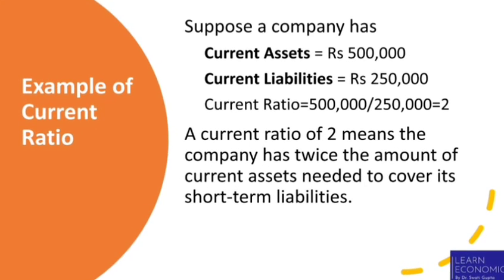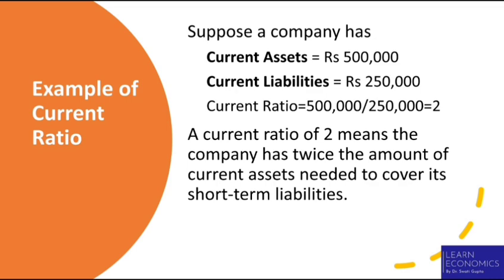We can understand it with an example. Suppose a company has current assets of 5 lakh rupees and current liabilities of 2 lakh 50,000 rupees. So current ratio is equal to current assets divided by current liabilities, 5 lakh divided by 2 lakh 50,000. Current ratio is equal to 2. It means the company has twice the amount of assets needed to cover its short-term debts.